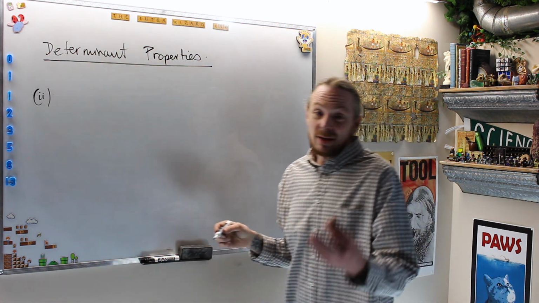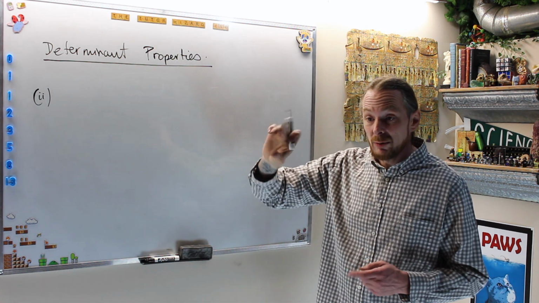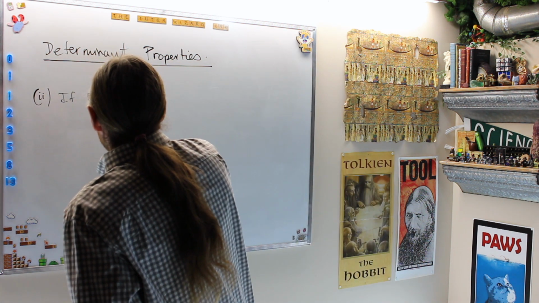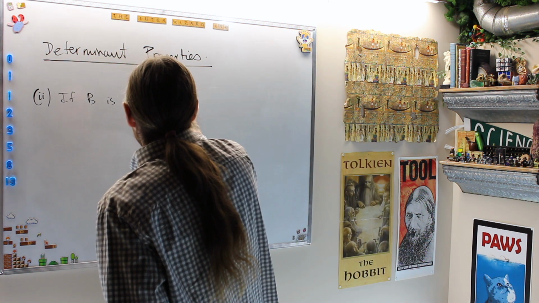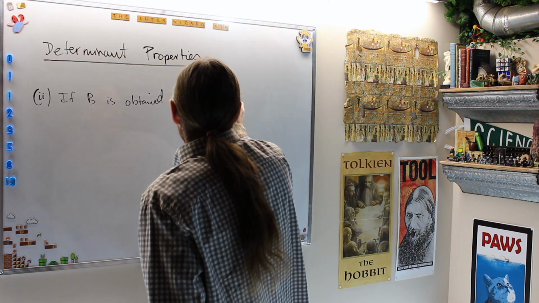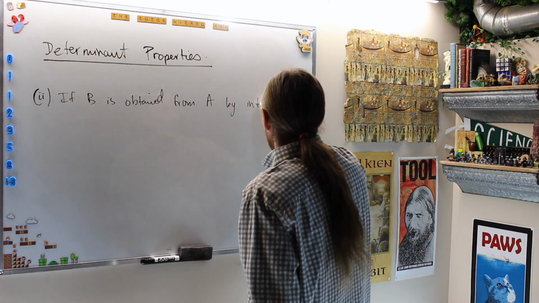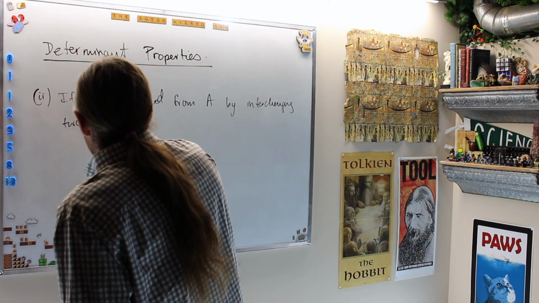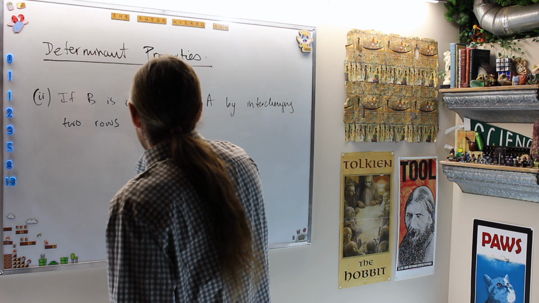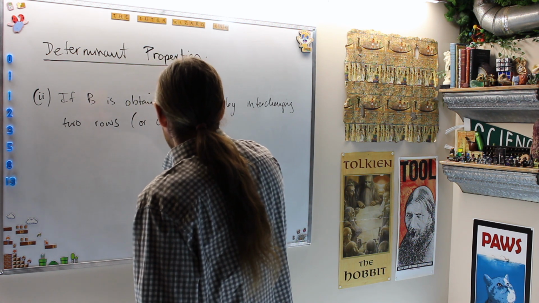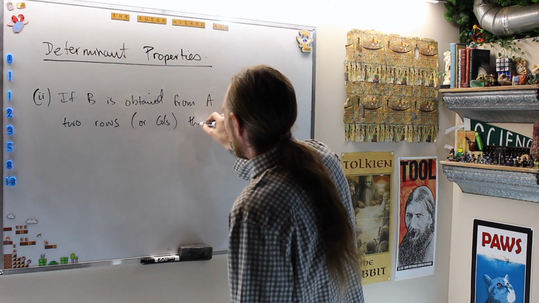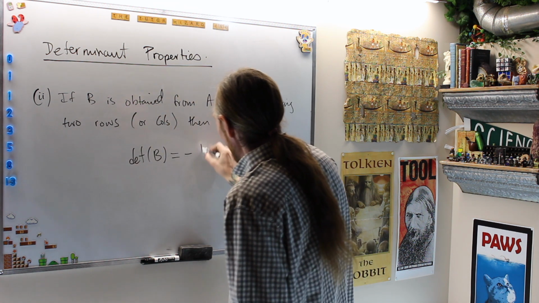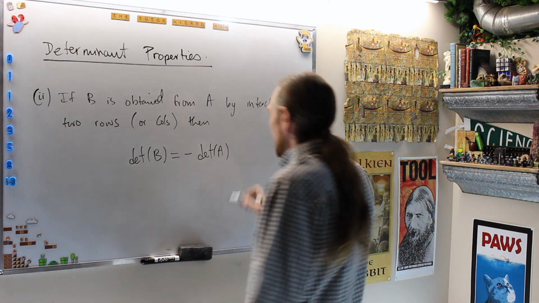Condition 2. This one's also not so bad. It's talking about interchanging rows or interchanging columns. If B is obtained from A by interchanging 2 rows or 2 columns, then the determinant of B is negative the determinant of A.